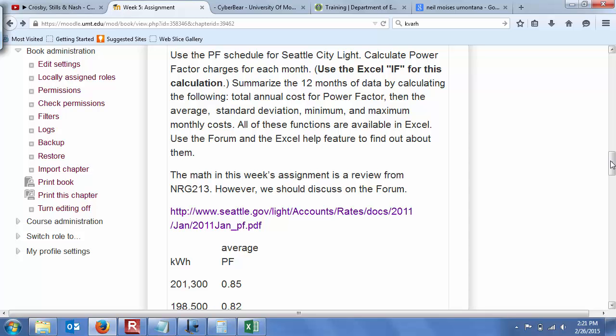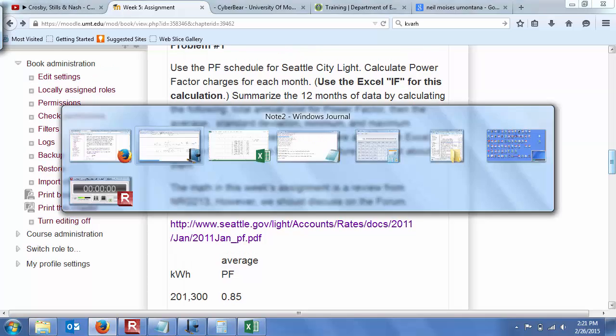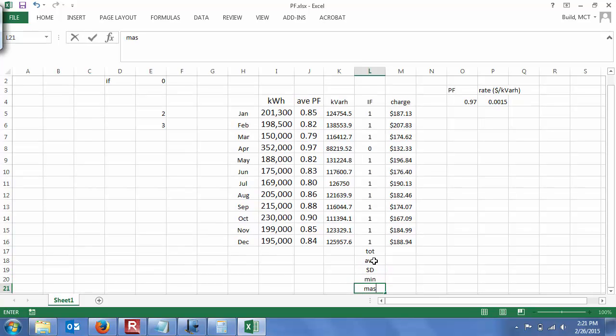total, average, standard deviation. All right. Total, average, SD, min, max. So I would just hit something like this: Total, av, SD, min, max. Oops.